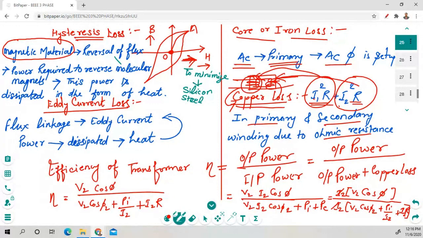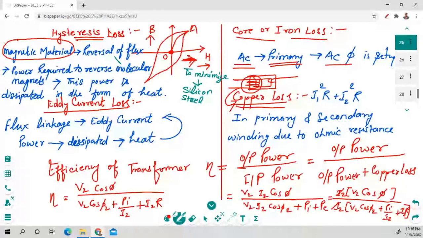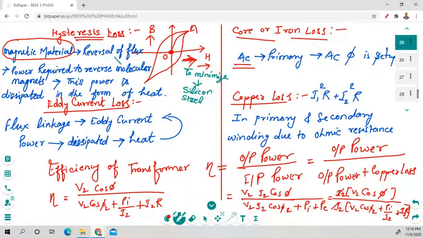Understood how this copper loss is generated? Write in the chat box. Any doubt till now about these losses? Understood very well. Write in the chat box. Understood?